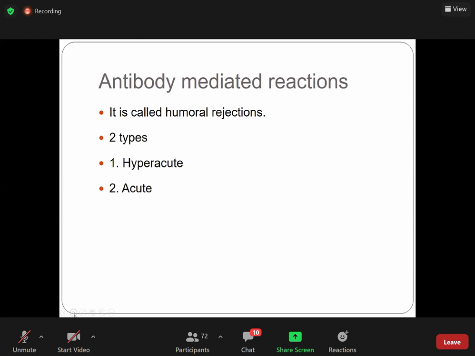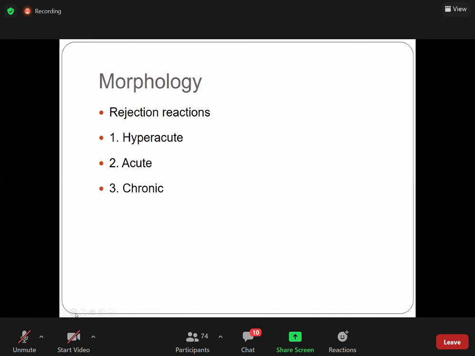There are two types of antibody mediated reaction, hyperacute and acute. Hyperacute is due to the presence of preformed antibodies, anti-donor antibodies, against the transplant, so rejection occurs already. Acute occurs on exposure to the antigen, causing injury through complement-mediated toxicity and inflammation, involving antibody-dependent cell-mediated cytotoxicity, antibodies, cell-mediated and complement-mediated mechanisms.